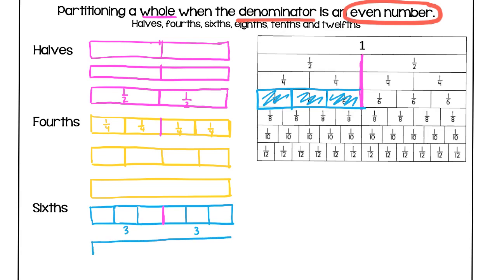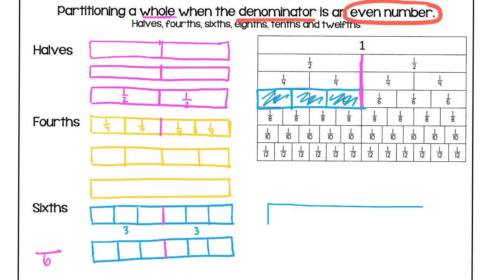We have our next whole, same size. The first thing we're going to do is split it in half because 6 is an even number. The denominator is an even number, so it can be split in half. Alrighty, now we need to have 3 on this side, 3 equal pieces, and 3 equal pieces on this half. Then I have sixths.